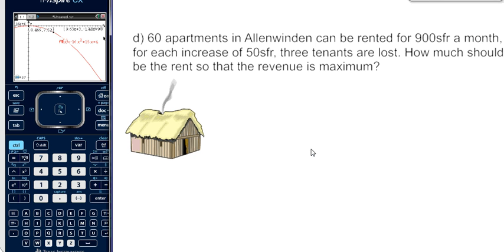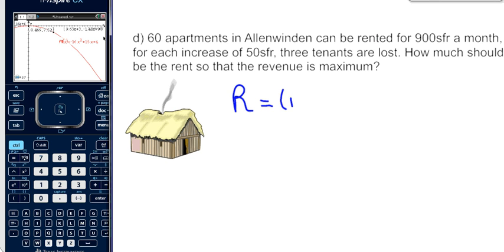There are 60 apartments in Allen-Minden that can be rented for 600 Swiss francs a month. For each increase of 50 Swiss francs, 3 tenants are lost. So every time the owner increases the apartments by 50 francs, 3 renters don't want to rent there anymore. So we want to know how much should the rent be so that the revenue is at the maximum for whoever owns these apartments. So we want to maximize revenue.